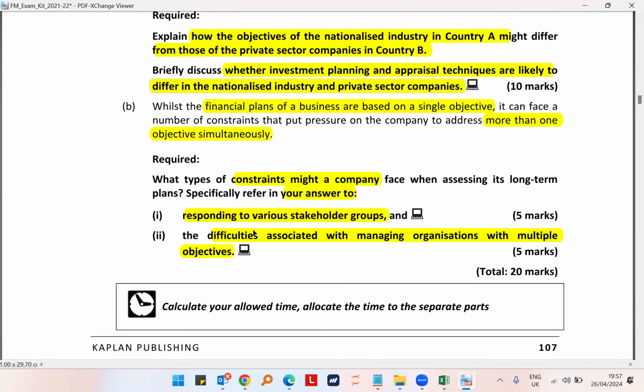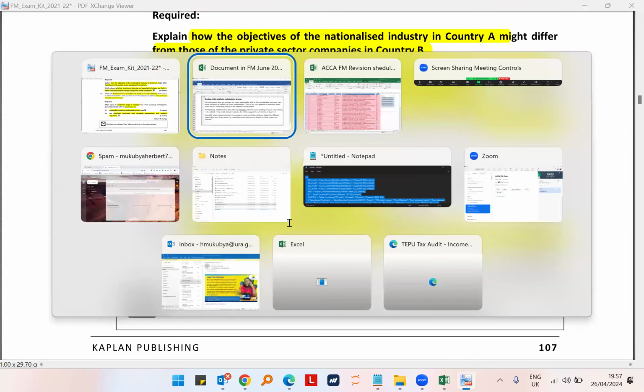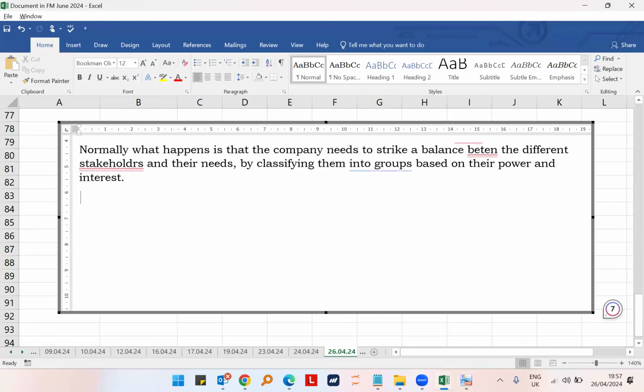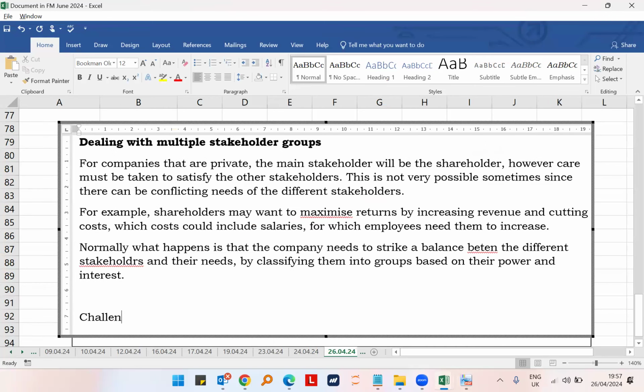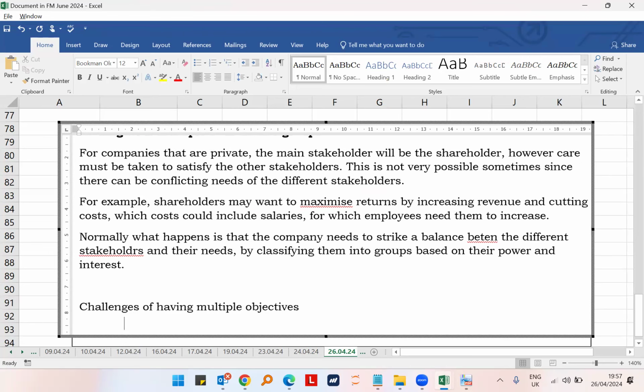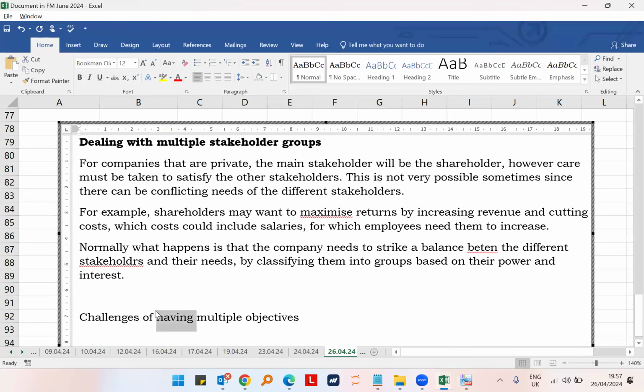But let us now specifically look at the other part: what are the challenges of having organizations that have multiple objectives. Now, challenges of having multiple objectives. The first challenge that you find is that sometimes those objectives can be conflicting.